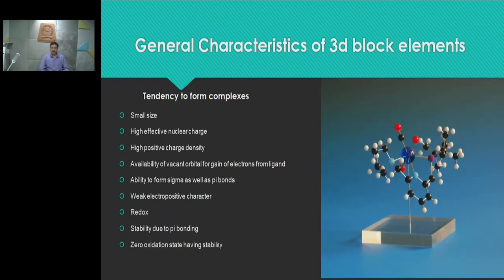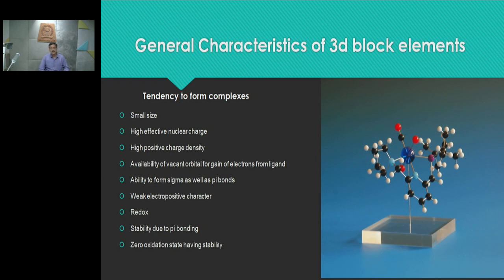Then the next one is the tendency to form complexes. What are the factors mainly responsible? Why do complexes play a major role? Complexes form due to the very small size of the central metal atom. Second, high effective nuclear charge, high positive charge density. There are also vacant d orbitals, which have the ability to gain electrons from the ligand. This gives the ability to form complexes as well as pi bond formation.